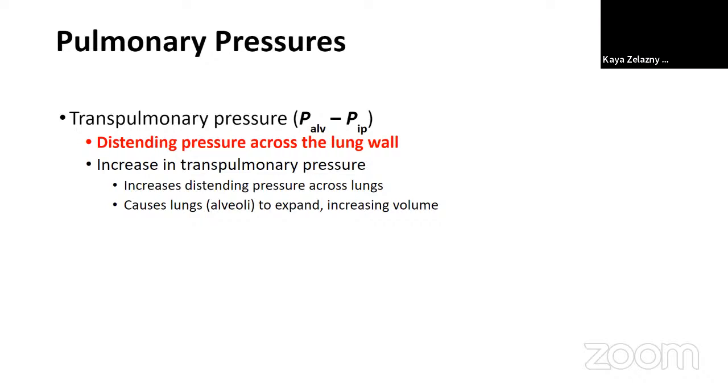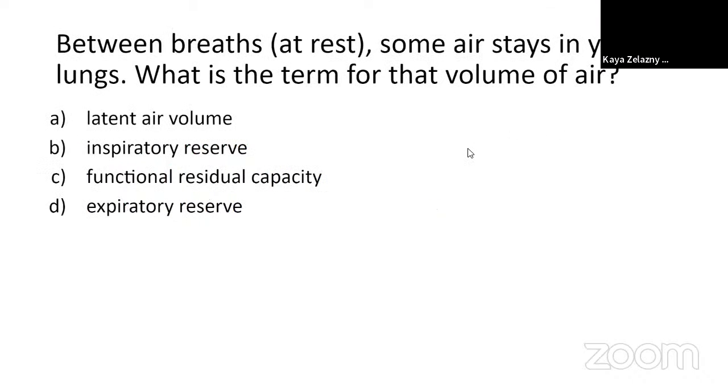Okay. So yeah, the transpulmonary pressure is that descending pressure across the lung wall, so that's keeping our lung from collapsing basically. And as we increase this transpulmonary pressure, or increase the descending pressure across the lungs, that essentially means we're increasing the pull of the chest wall of the thorax on the lung. And this is how we're going to be able to make the alveoli expand. We're basically just going to pull harder.